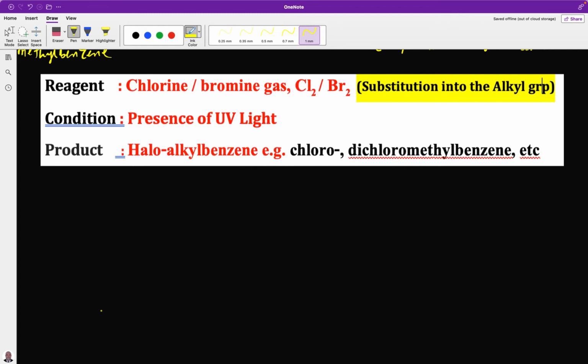So it should be noted that where a halogen carrier is being used, the substitution of the incoming group will take place on the ring. But when UV light is used, substitution will take place on the alkyl group, not on the benzene ring. So in this case, where we are using UV light as our catalyst, the substitution is going to take place in the alkyl group.